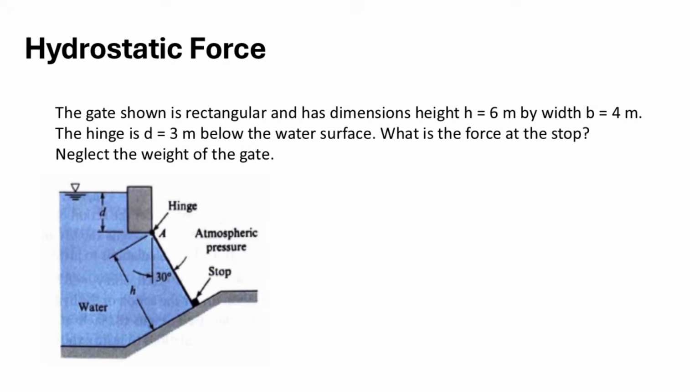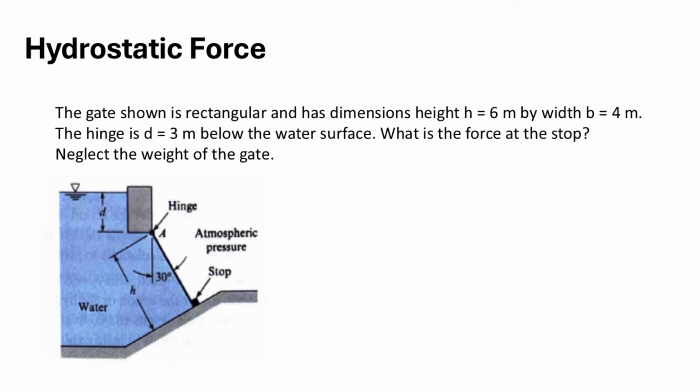So here we have a water gate connected to a hinge. The hinge is 3 meters below the water surface. The gate is 6 meters tall and 4 meters wide. On one side of the gate, it is the water. On the other side, it is the local atmosphere.